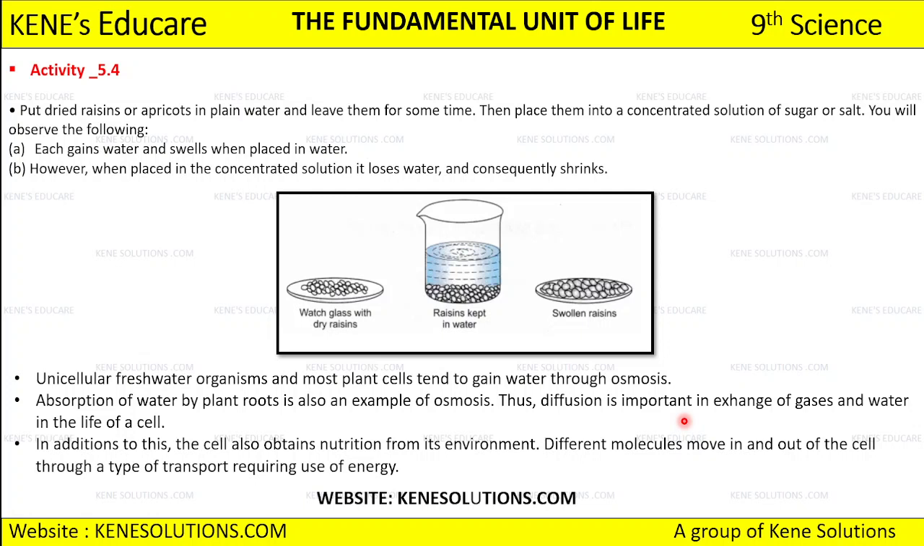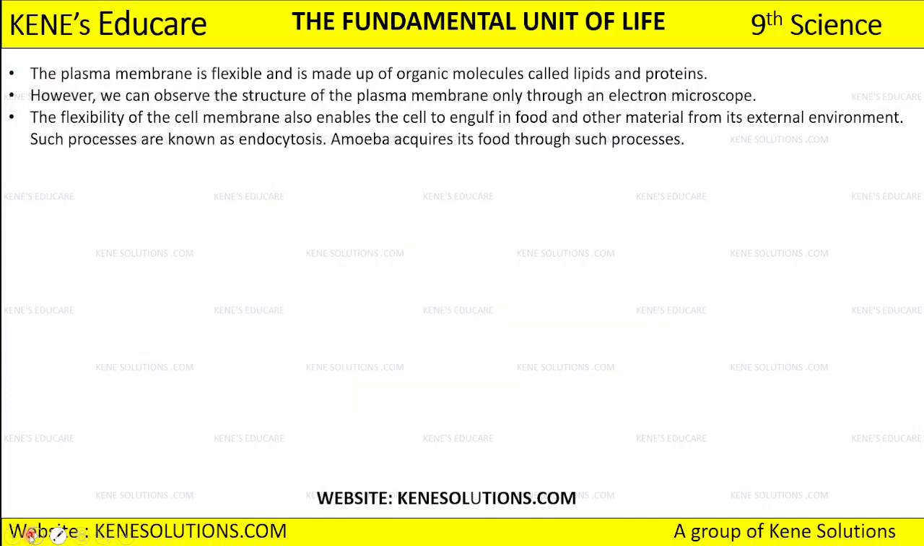Okay, so in addition to this, the cell also obtains its nutrition from the environment. तो इसके साथ सेल जो है वो अपना न्यूट्रिशन अपने एनवायरनमेंट से भी लेता है, and there are different molecules who move in and out of the cell through a type of transport which requires the use of energy. Now we have different molecules as well who are going to move in and move out of the cell because they have this type of transport, and this transport requires the use of energy, so that they will have to give energy.